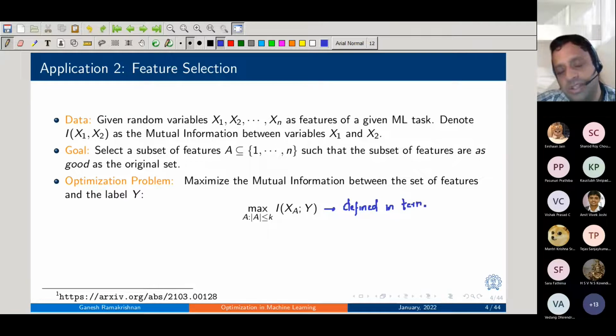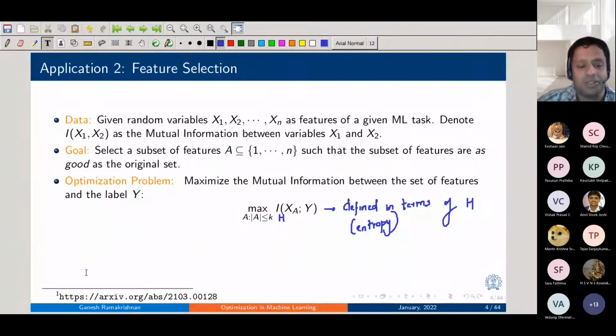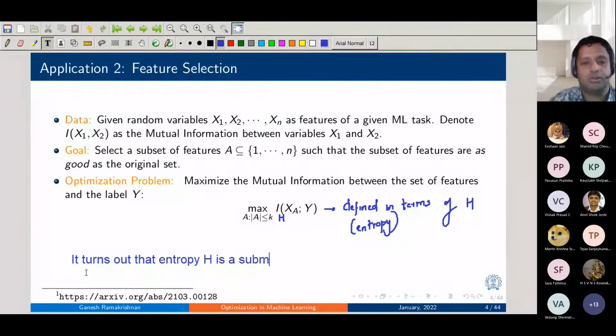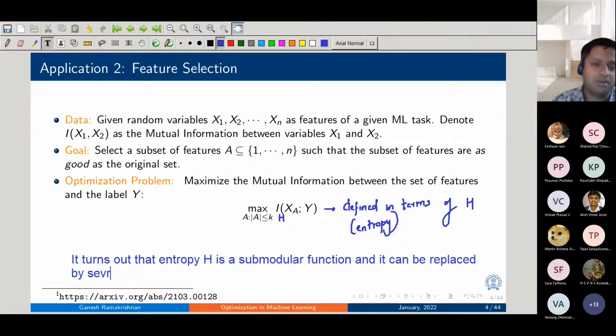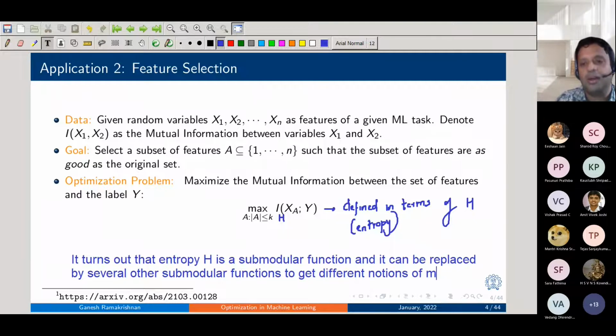Okay, H is denoting entropy. What we can do is also replace that entropy with some other function. In fact, entropy turns out to be a submodular function. And as we've shown, it can be replaced by several other submodular functions. I've not defined submodular functions precisely, but I'm just going to give you an idea right now to get different notions of mutual information, different measures of mutual information.